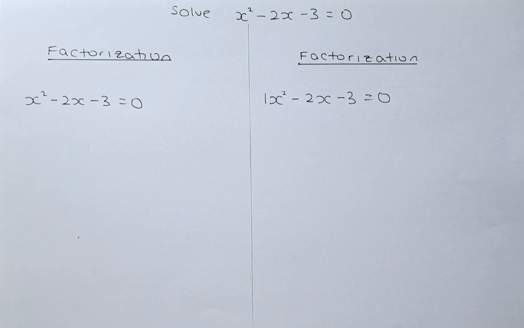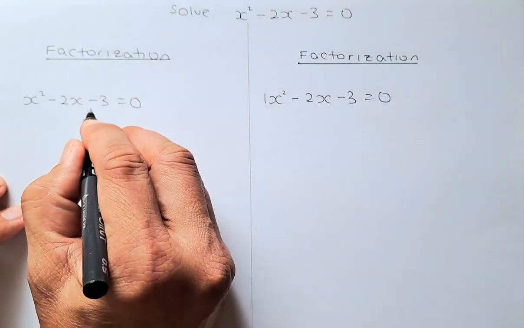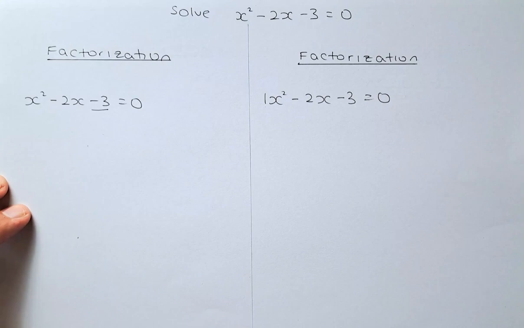So we shall start with factorizing. There are different kinds of factorizing, so different people learn different ways. I'm going to teach you 3 ways and you choose which one you like. For example, if the equation is x squared minus 2x minus 3, the easiest way is to look at this number here, minus 3, and find the factors of minus 3.